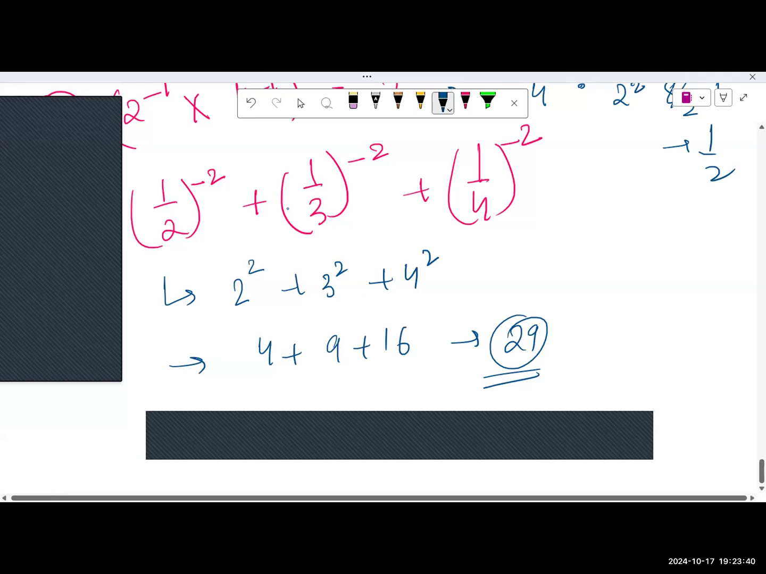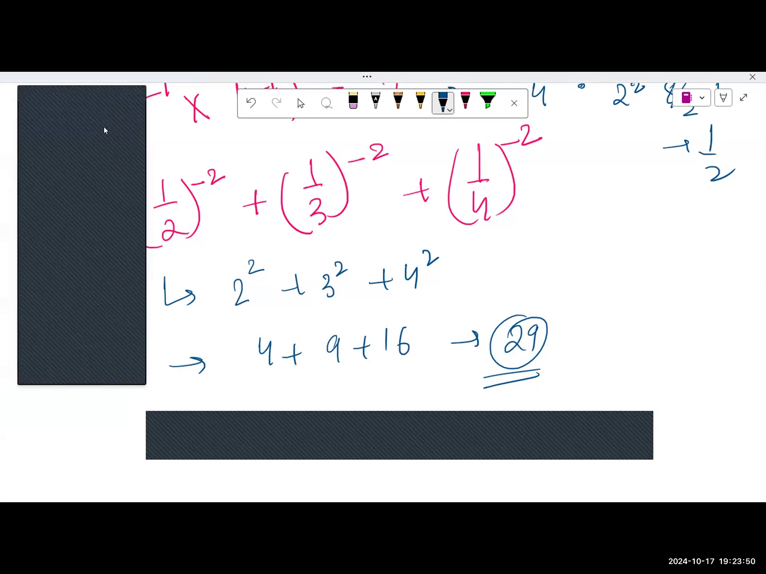So see, we'll just revise all the concepts whatever we studied. One by one, just tell me what are the rules of exponents? Ma'am, a to the power m into a to the power n equals a to the power m plus n. Okay, the second one, Rami. A to the power n divided by a to the power m equals a raised to n minus m.